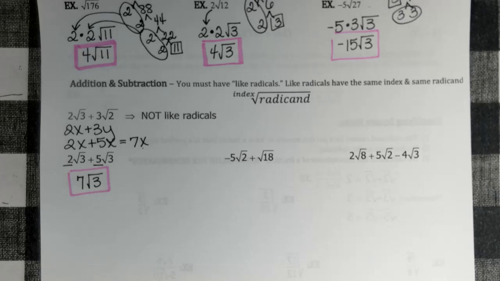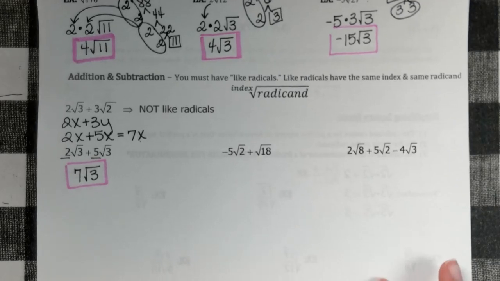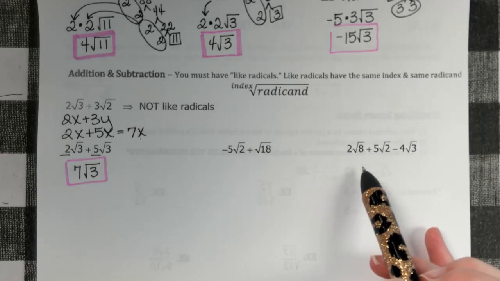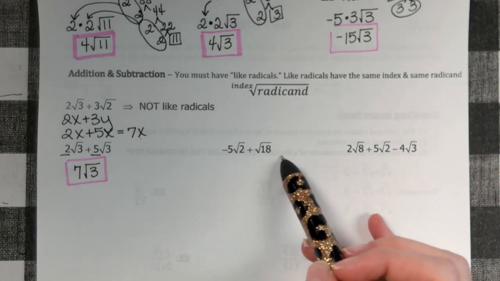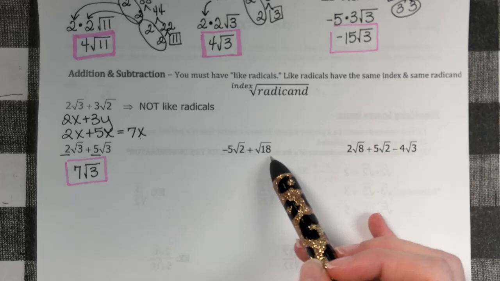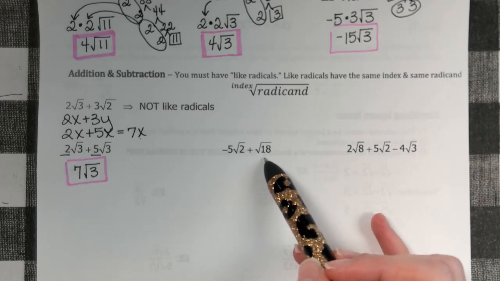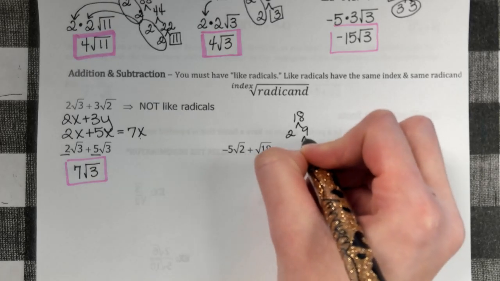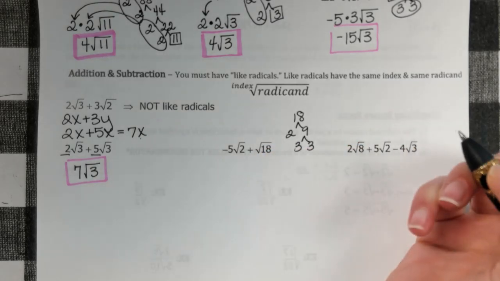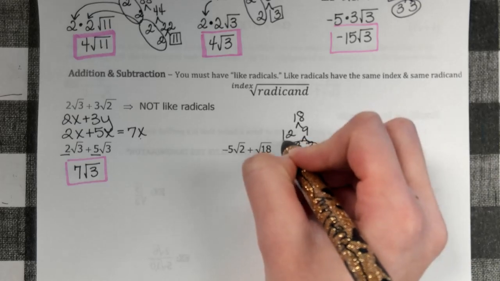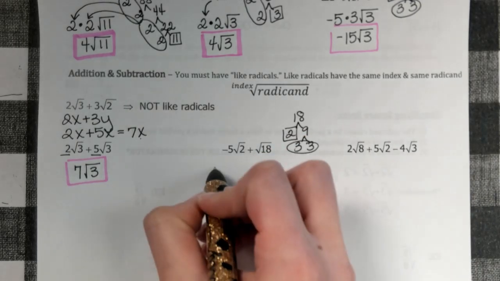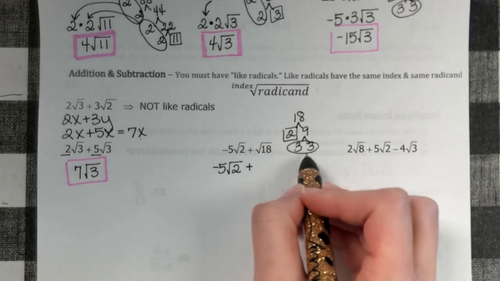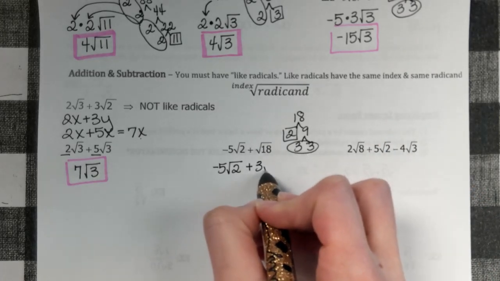Now, hardly ever is it going to be set up for you. So you're going to look at more problems that you have to simplify first. If I have negative 5 square root of 2 plus square root of 18, those are not like radicals, but I can simplify the square root of 18. That splits into 2 and 9, and 9 splits into 3 and 3. So I have a pair of 3 with a 2 left over. I bring down my negative 5 square root of 2, plus square root of 18 simplifies to 3 square root of 2.